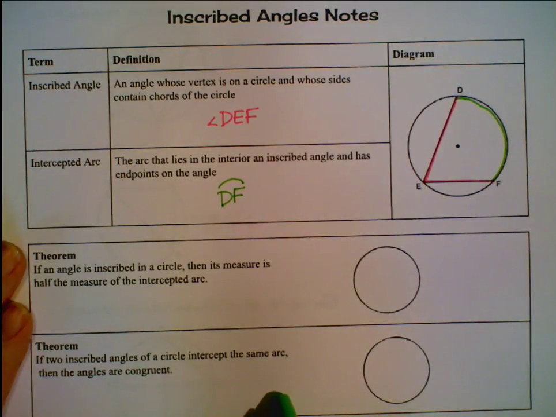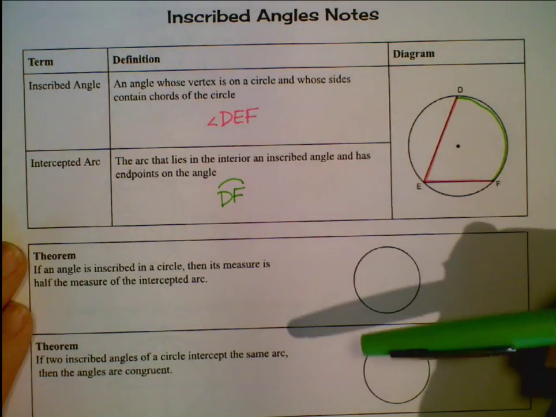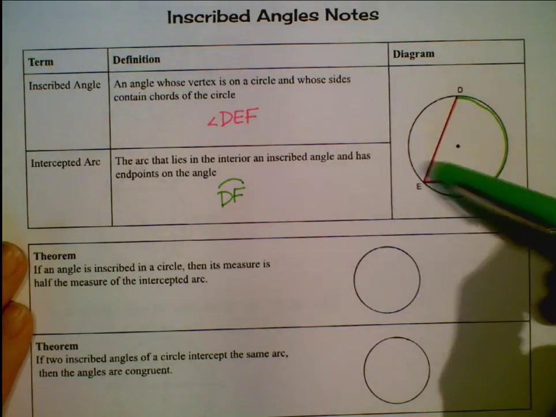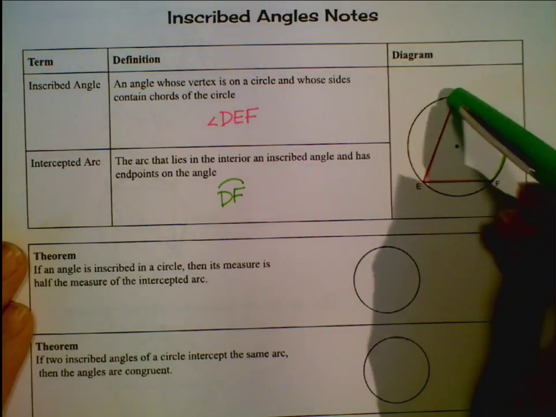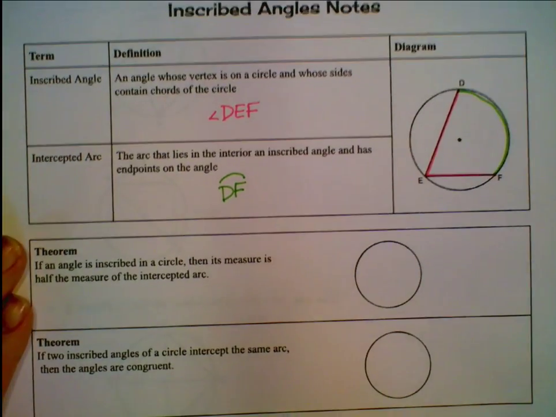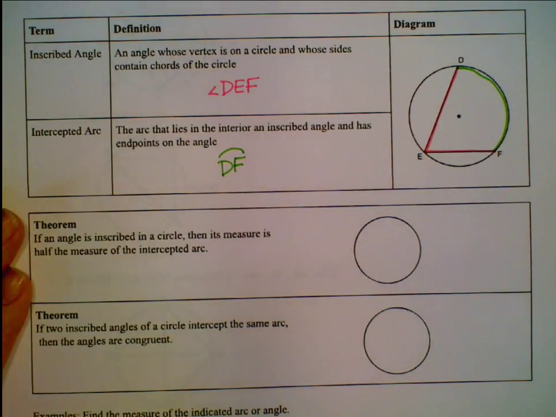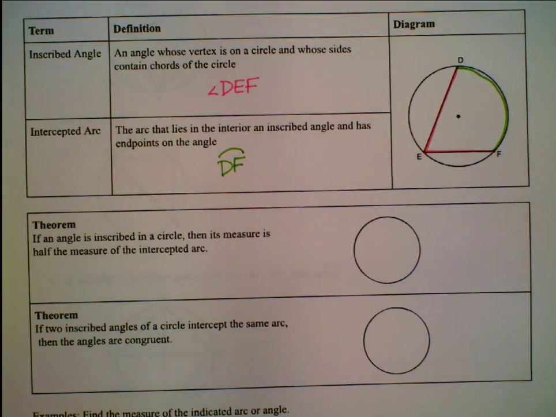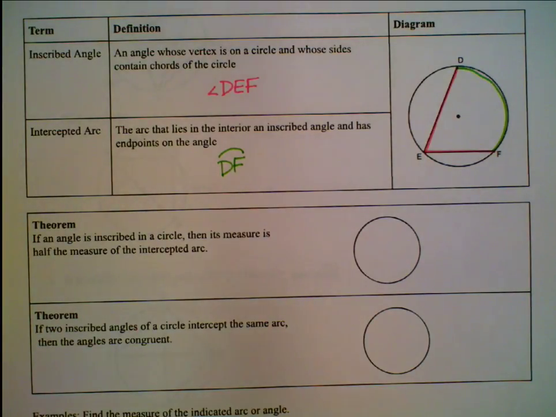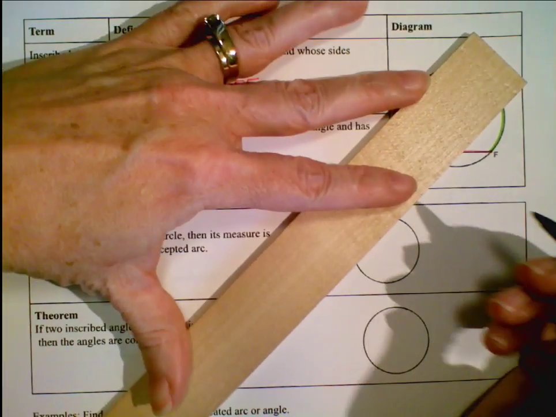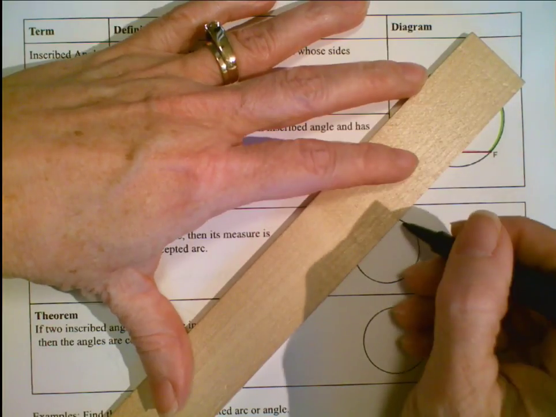Now, these next 2 theorems are going to be some relationships that exist with the measures of these inscribed angles and the intercepted arcs. So our first theorem, if an angle is inscribed in a circle, then its measure is half the measure of the intercepted arc. So I've gone ahead and drawn myself a circle here, and we are going to add to that an inscribed angle. I'm just going to use the word intercepted everywhere today, I think.